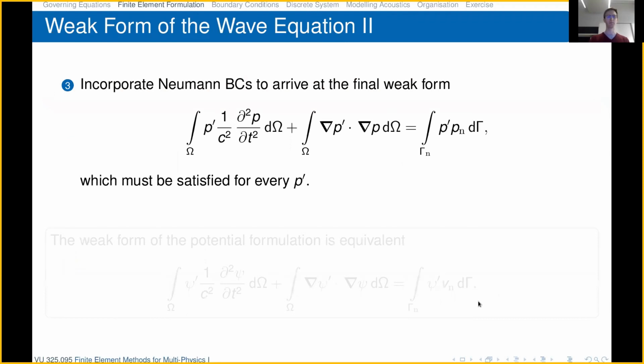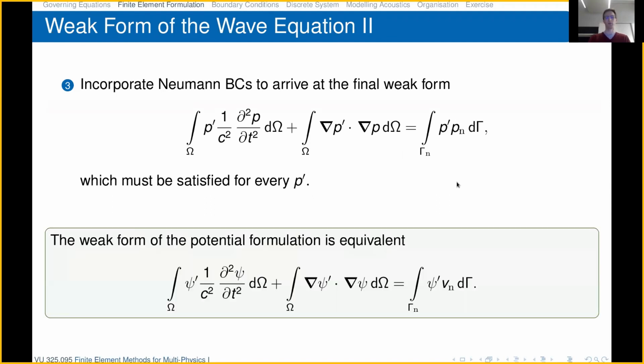So this is the next step. We incorporate Neumann boundary conditions. We say this is a known term, the inhomogeneous Neumann term, and we obtain the weak form for the pressure formulation. Of course, the weak form for the potential formulation is equivalent, with the difference now that the boundary term means physically something else, and also, of course, the unknown quantity physically means something else, but mathematically these formulations are equivalent.